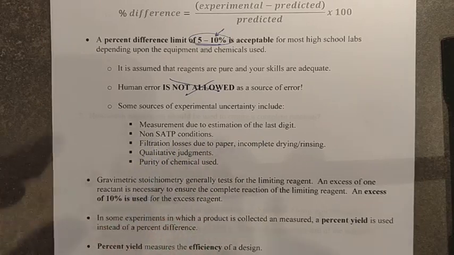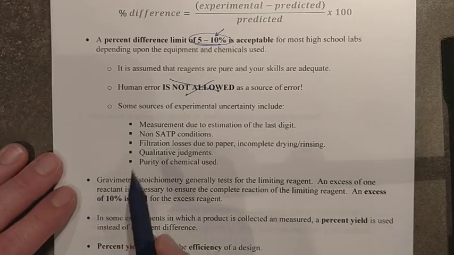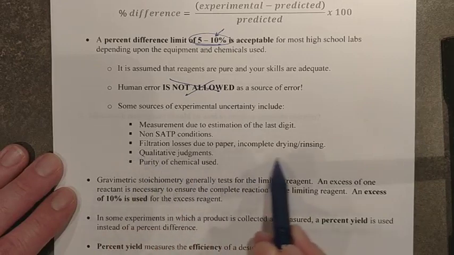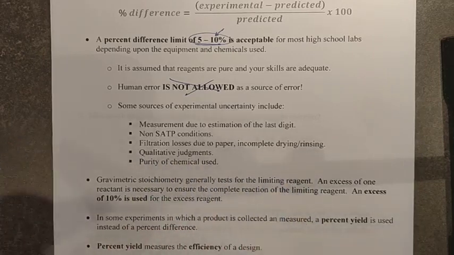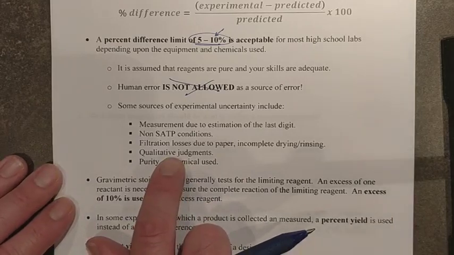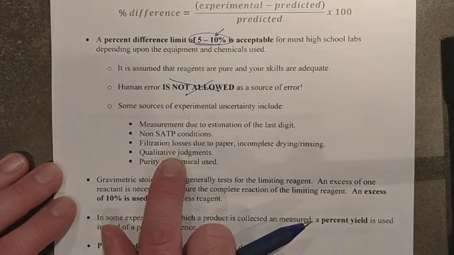Non-ACTP conditions are definitely an error, but again, a very small one because they're so close to room temperature conditions. A lab we would be doing here to test this is taking a look at how we might filter or dry or rinse something. Are we accidentally washing away reagent, or are we trying to do our best to keep it?